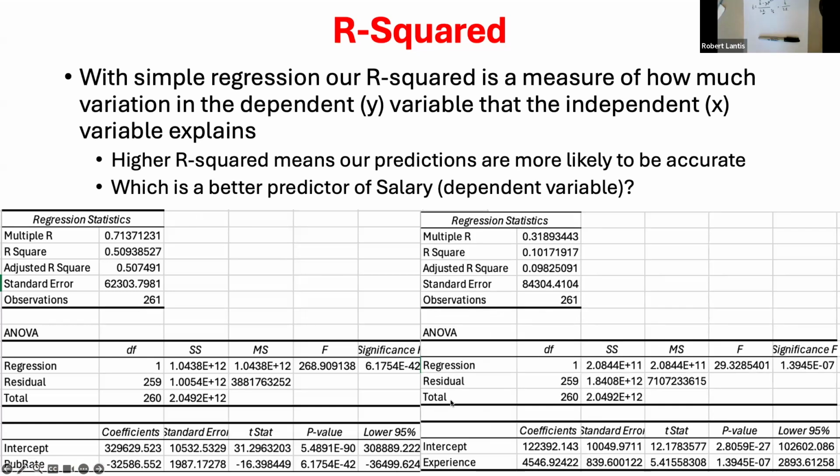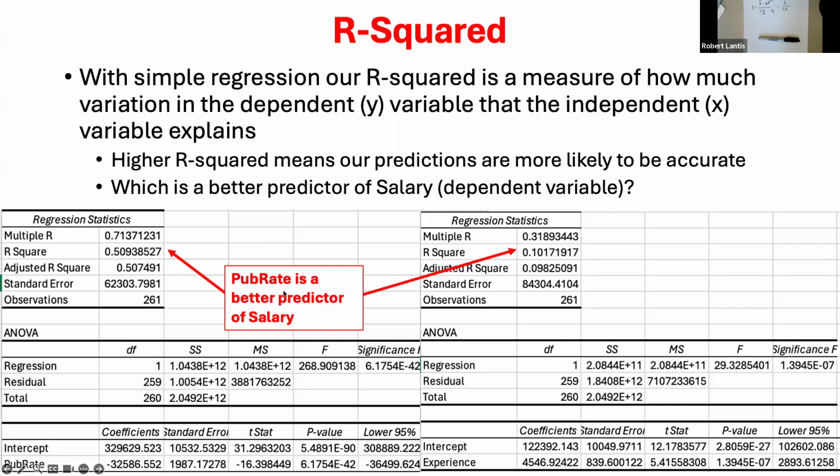And I could compare different relationships. The publication rate looks like it has an R squared of 0.5. So it's explaining about half, 50%, of the variation that exists in salary. While if I run a regression and predict salary with experience, that R squared is 0.1. I'm explaining a much smaller amount of the variation that exists in salary. So if I'm only using one variable, the publication rate is probably going to be a little more accurate when I'm making predictions, because it's explaining about 50% of the variation as opposed to about 10%. Okay, so here we would say the publication rate is a better predictor.